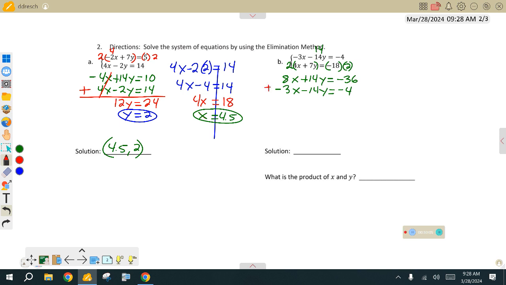Why are we good to go now? What should happen here? The y's are what we were targeting. The y's should eliminate, so straight down we go. Add them up: 8 minus 3. And the y's eliminate. Here's where the silly mistakes happen though. Negative 36 minus 4, negative 40. Right. Negative 36 minus 4, negative 40.